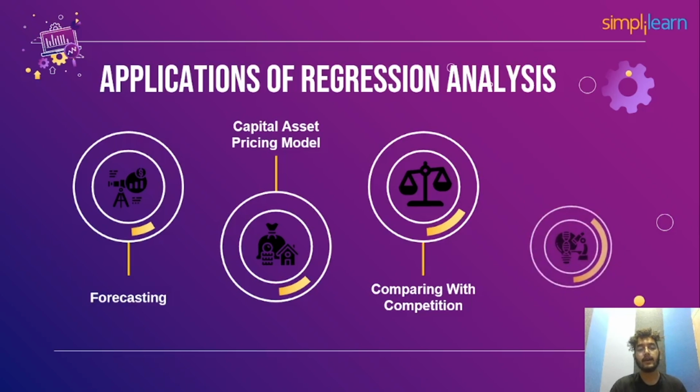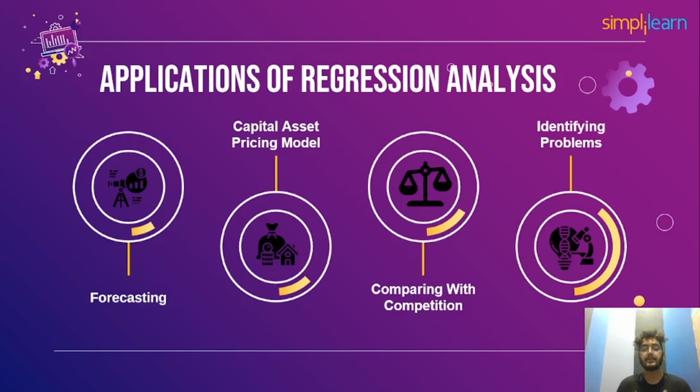And the last one is identifying problems. Regression is beneficial for identifying incorrect judgment as well as for providing factual support for the management. For instance, a retail store manager might believe that extending the hours of operation will greatly increase sales. After seeing applications of regression analysis, let's understand regression analysis using code.